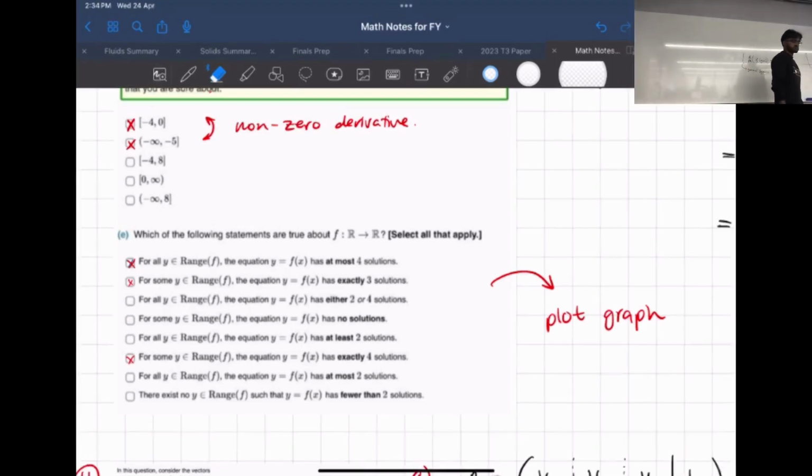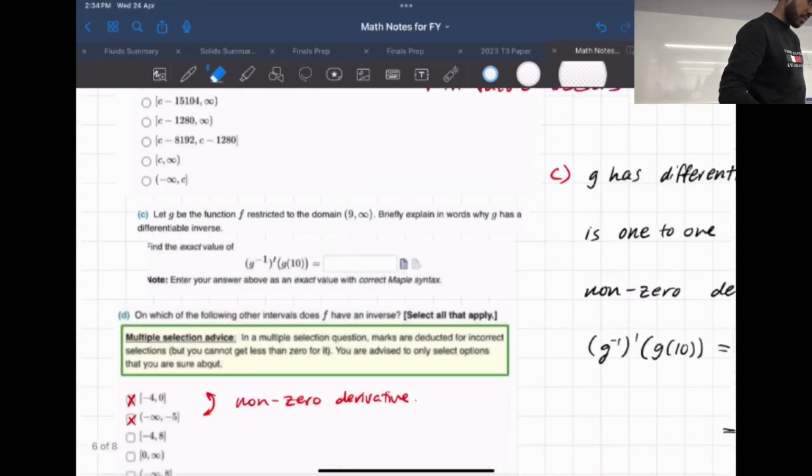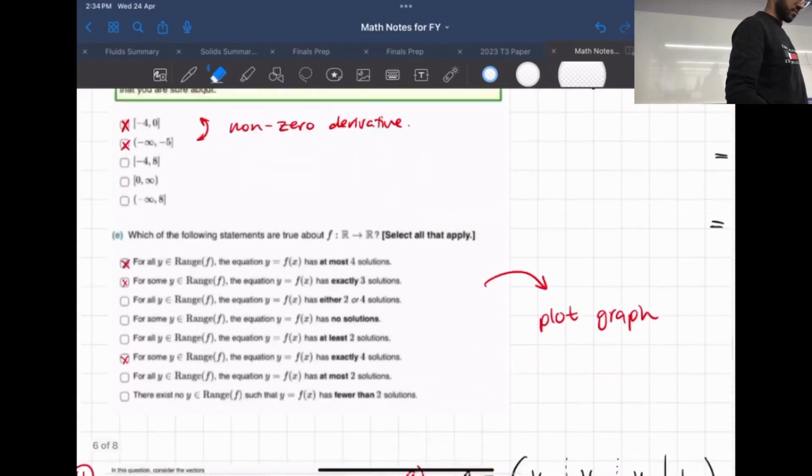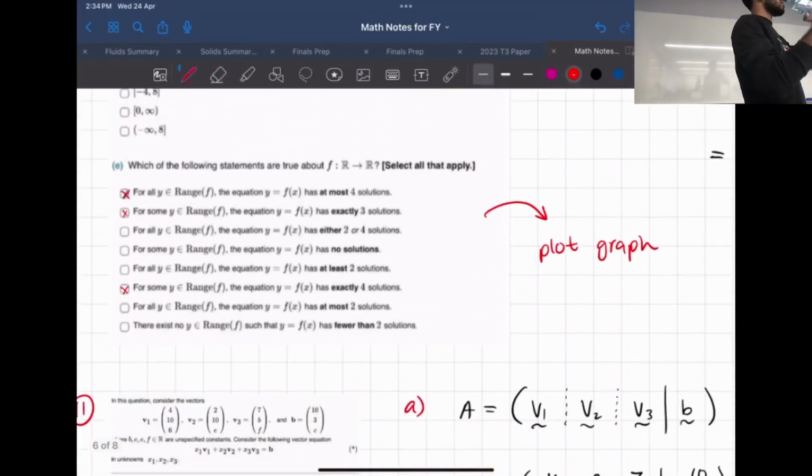Is C a positive number? It's just a real constant. It doesn't really matter. Yeah, good pickup. You can even plot your graph and try out different C values.